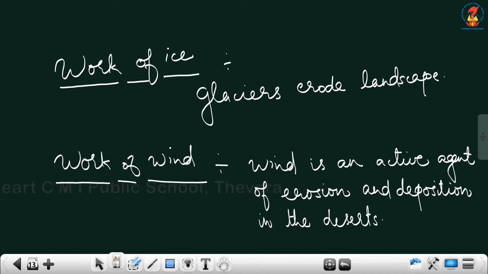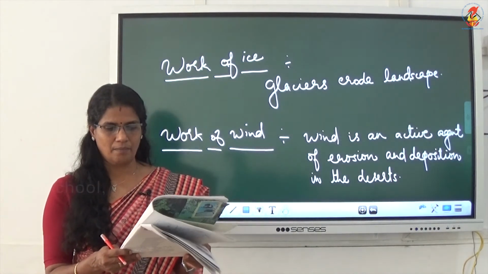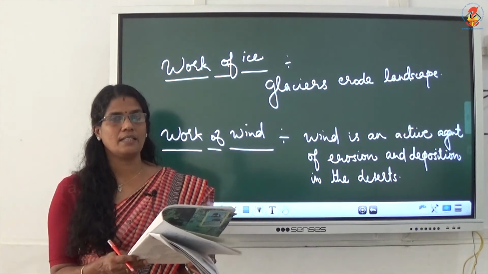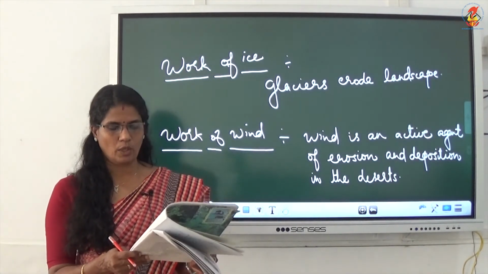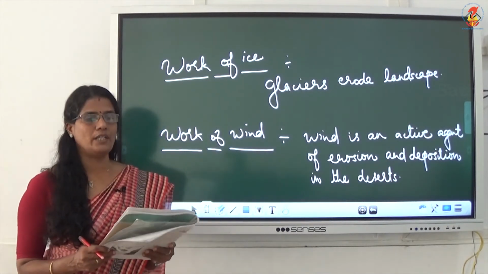Last sentence of page number 16, you have to underline. The material carried away by the glacier, such as rocks, big and small, sand and silt, is deposited. These are known as glacial moraines. Underline that point. Next one is work of wind.